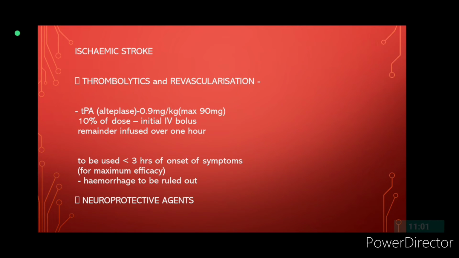TPA, alteplase 0.9 mg/kg, max 90 mg. 10% of dose as initial IV bolus. Remainder infused over 1 hour. To be used less than 3 hours of onset of symptoms for maximum efficacy. Hemorrhage to be ruled out. Neuroprotective agents.